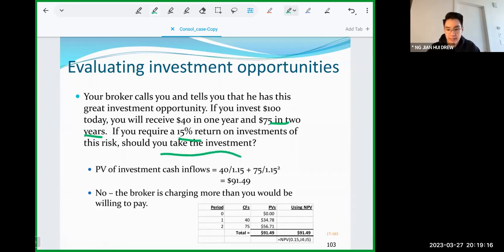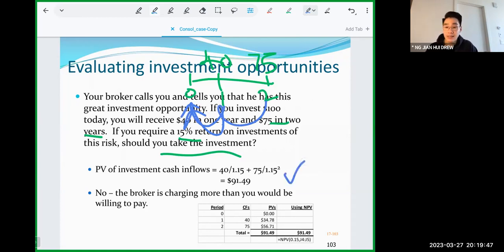So we can do it the manual method, right? We have a timeline here: 0, 1, 2. We know that we are receiving $40 in year 1 and $75 in year 2. So we can almost use the rabbit hop method. We need to discount by 1 year here, and by 2 years here. You hop backwards 2 times. This can be done using the NPV formula, or we can do what we have done earlier, just use Excel to do it.